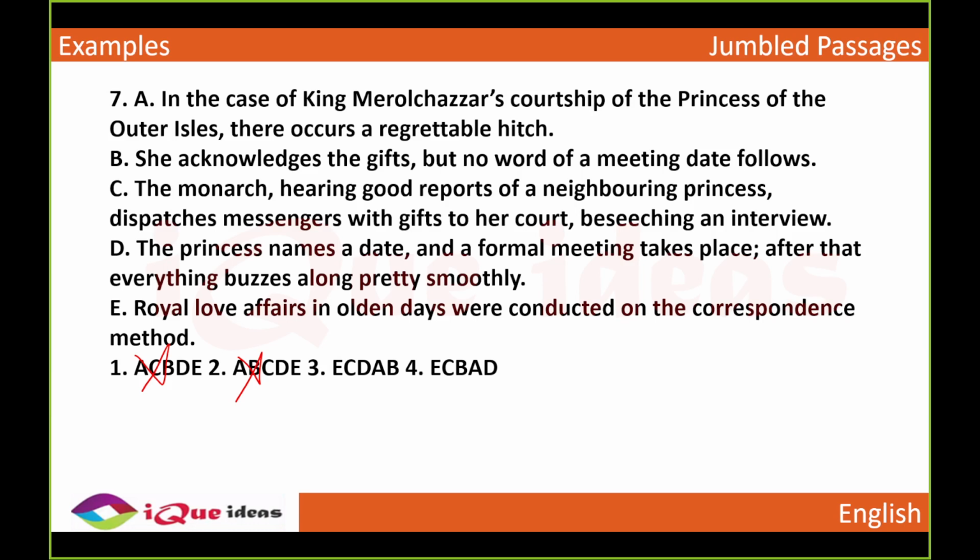ओके सो ई सी. Now D or B. D says the princess names a date, formal meeting takes place. After that, everything buzzes along pretty smoothly. Okay? जबकि B बोलता है in the case of King Merolkazar's courtship of the Princess of Outer Isles, there occurs a regrettable hitch. रिग्रेटेबल हिच यानी कि कोई ऐसी चीज होती है जो नहीं होना चाहिए था. यू रिग्रेट समथिंग मीन्स यू आर सॉरी अबाउट समथिंग. सो किंग मरोल कजार जब प्रिंसेस को पटाना चाह रहा था तो उस केस में कुछ लफड़ा हुआ, कुछ तो नॉर्मल से हटकर हुआ जो अच्छा नहीं था.